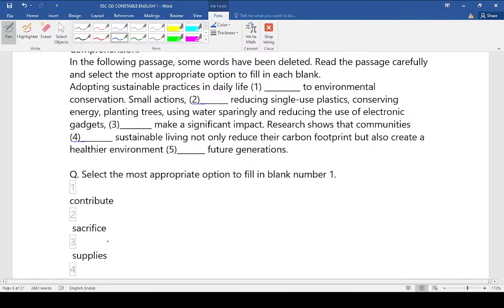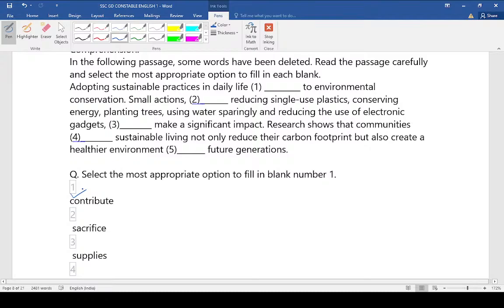Number 1, they are asking: daily life dash to environment. So here contribute will come. Why contribute? This is the question for us. Contribute means give or share something in order to live apart in the things. So in that aspect, contribute will come.